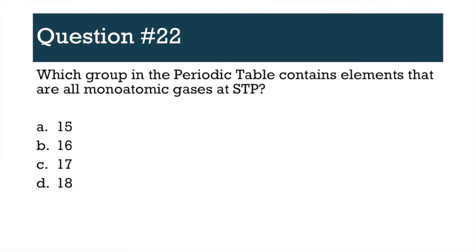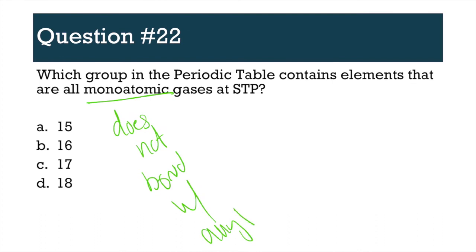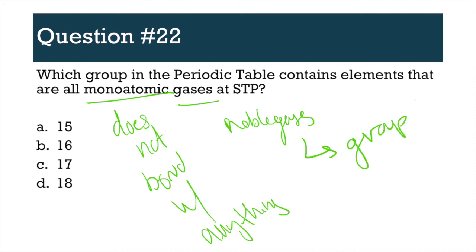Okay, number 22 says which group in the periodic table contains elements that are all monoatomic gases at STP. Monoatomic means it does not bond with anything. And hey, they're gases. So that sounds just like the noble gases. Noble gases are group 18. That is answer choice D. Boom, you are done with that. Again, STP, we're not in our gas unit, doesn't matter.